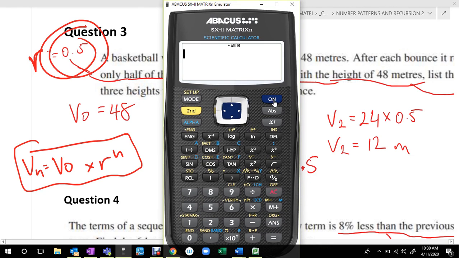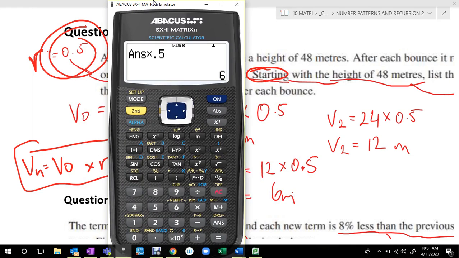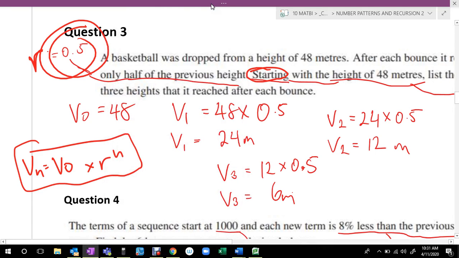So 48 is your first term, I mean starting term, don't forget that. Starting term times 0.5, so this should technically be term 2. Oh, sorry, term 1, term 2, then term 3. I think it's asking for the first 3 only. Okay, so just understand when you use this method, remember which term is which. Do you have a question, Nate?